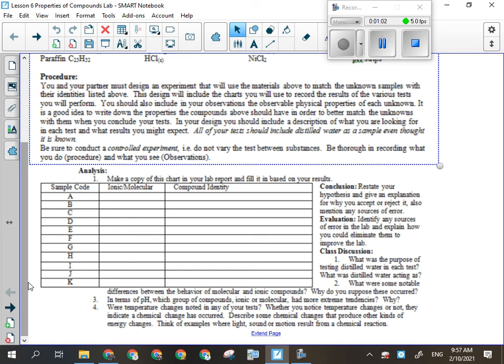And then for the evaluation, two sources of error and ways to fix them. So anything that gave you trouble in the lab, that might have made the lab easier, you can list as a source of error. Time constraint is not a source of error, just so you're aware, because you can watch the observations video and get all the observations you need from there.